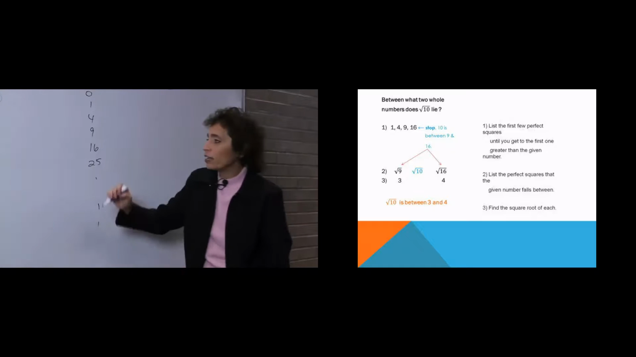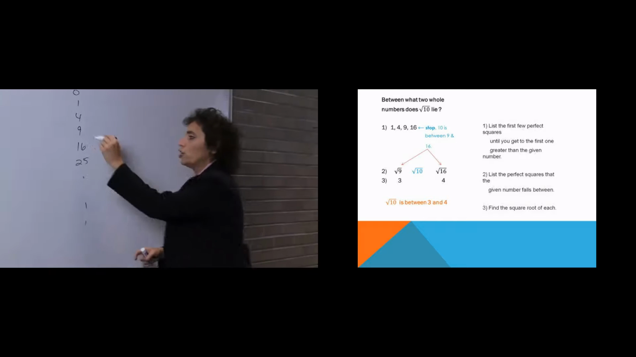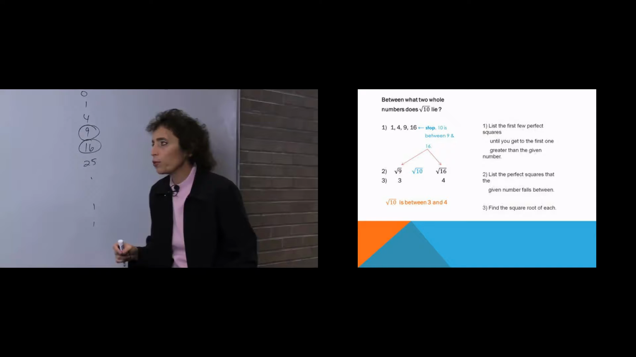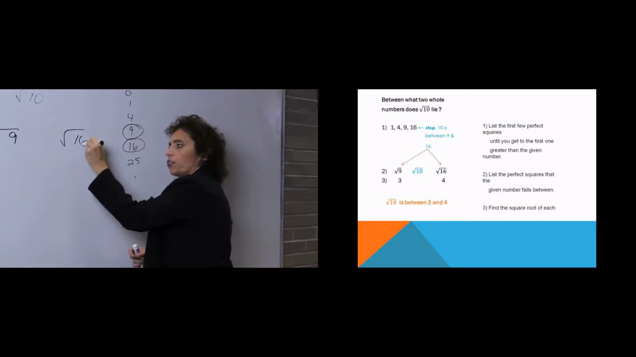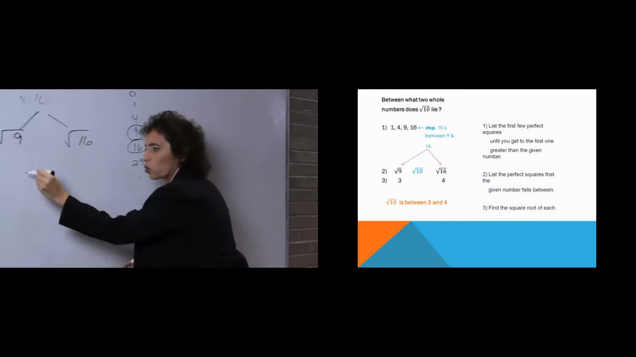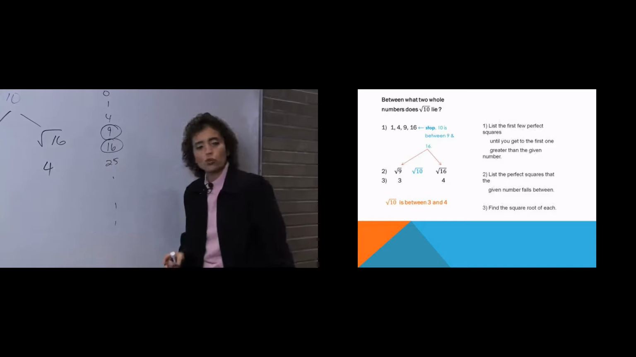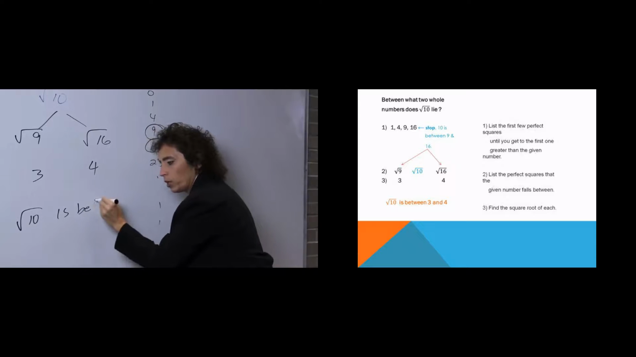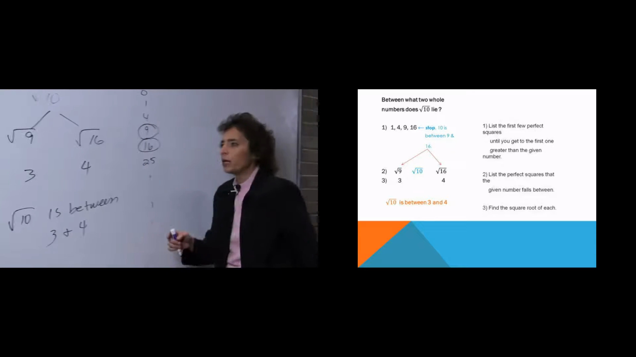So let's see if I can find the perfect squares which 10 is between. Well, 10 is between 9 and 16. So the square root of 10 is between the square root of 9 and the square root of 16. But the square root of 9 is 3, and the square root of 16 is 4. So here's what I know. The square root of 10 is between 3 and 4.